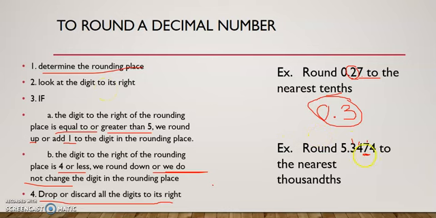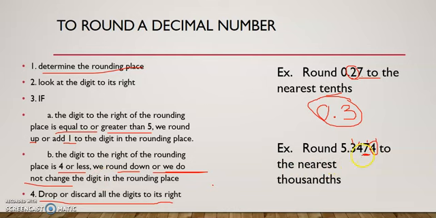The digit to the right of the rounding place is 4. Yung nasa kanan niya. Now, condition. If the digit to the right of the rounding place is equal to or greater than 5, is this equal to or greater than 5? No. Second condition. If the digit to the right of the rounding place is 4 or less, is this 4 or less? Yes. Then, we round down, or we do not change the digit in the rounding place.